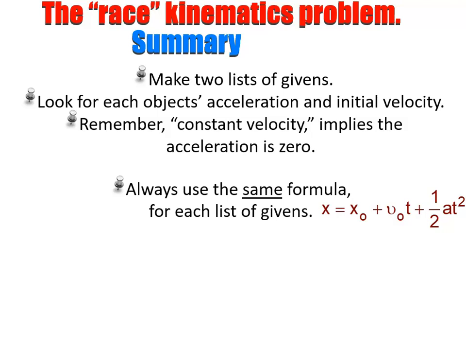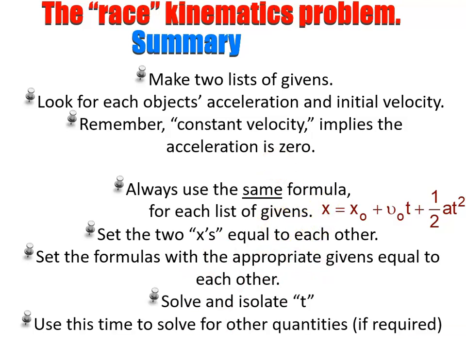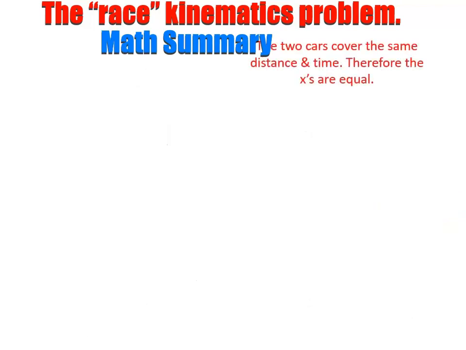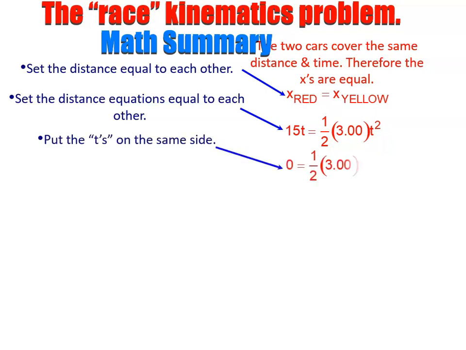And you're always going to use the same formula. The whole point is that their final positions are equal, and you're going to solve for the time when the final positions are equal by setting the x's equal to each other. x for one is equal to x for the other, and then you plug in the givens and isolate for the time. In terms of the math, two cars are covering the same distance in time, so their x's are equal, and then you set their distance equations equal.